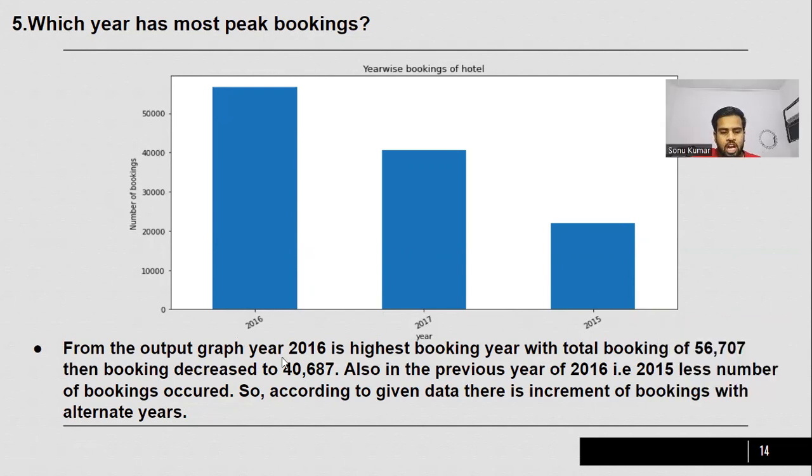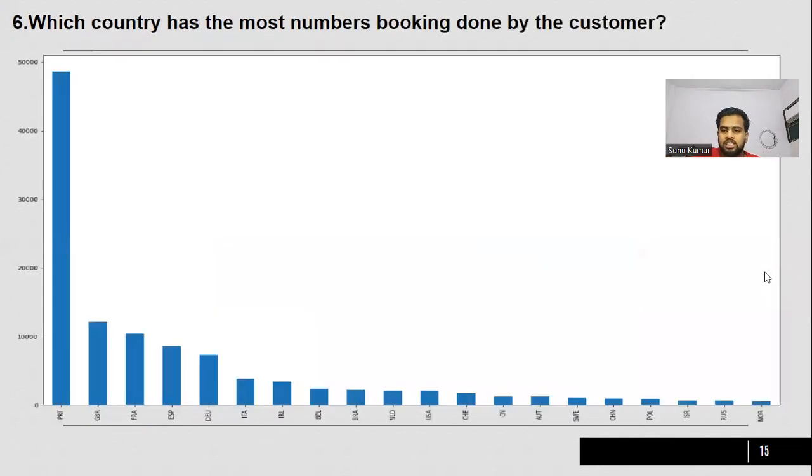From the output graph, 2016 is the highest booking year with 56,707 bookings. Then bookings decreased to 40,687. Also, in the year before 2016, that is 2015, a smaller number of bookings occurred. So according to the given data, bookings increase in alternate years.